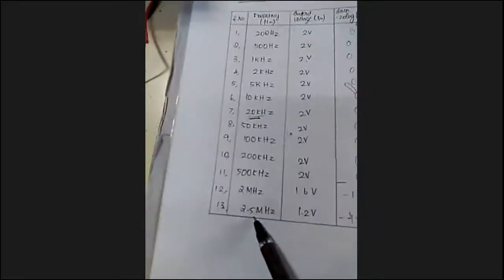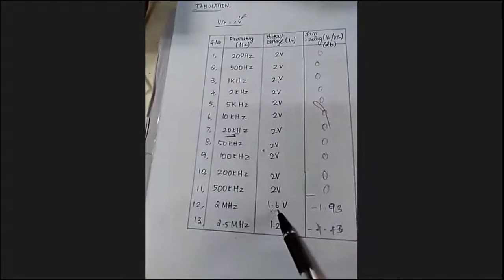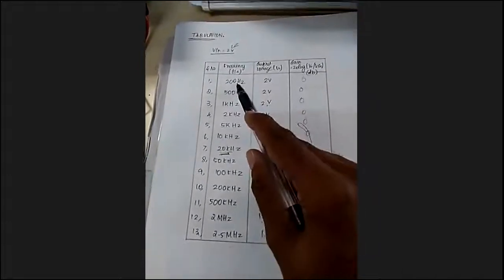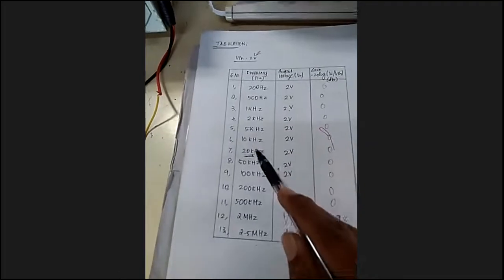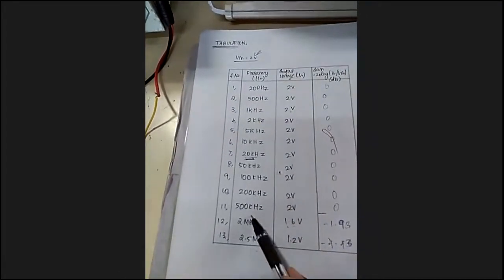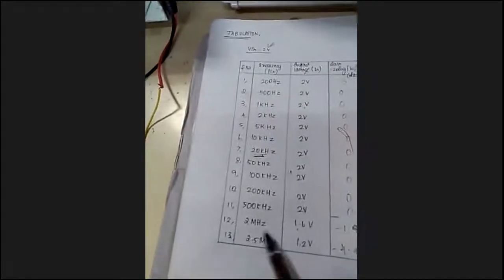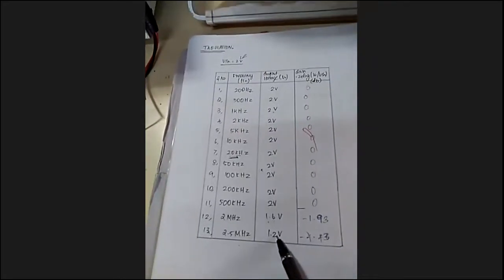And you can see at 2 megahertz and 2.5 megahertz, there's a slight decrease, not so much. So note down the readings for 200, 500, 1K, 2K, 5K, 10K, 20K, 50K, 100K, 200K, 500K. It is the same 2 volt. And for 2 megahertz, it's 1.6, and at 2.5 megahertz, it's 1.2 volt.